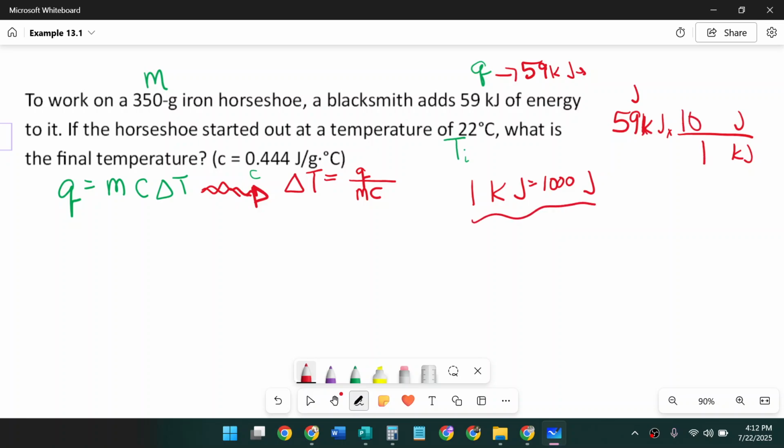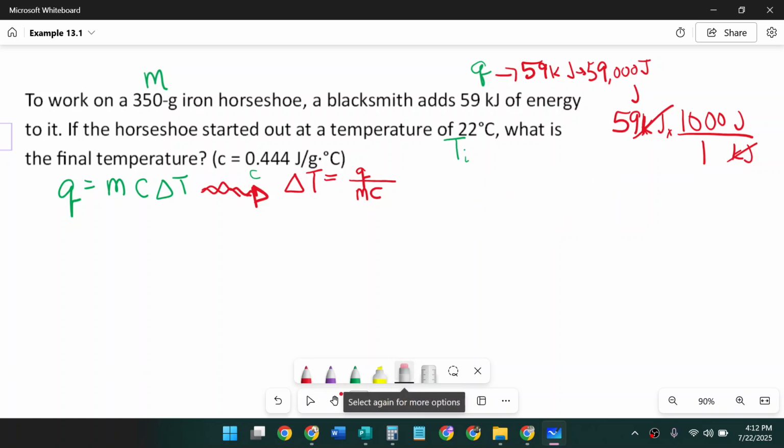So 1 times 1,000, so that you know whether you need to. Sometimes it gets confusing for some people. Do I divide by 1,000? Do I multiply by 1,000? This will help make sure you know which one you're doing. So we're going to multiply by 1,000 to figure out how many joules we have. So we have 59,000 joules. Let me erase this extra stuff so it doesn't get in my way later, and hopefully you saw enough to see how I got that number.